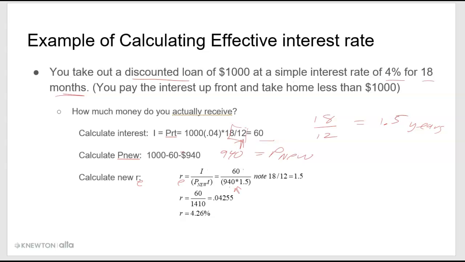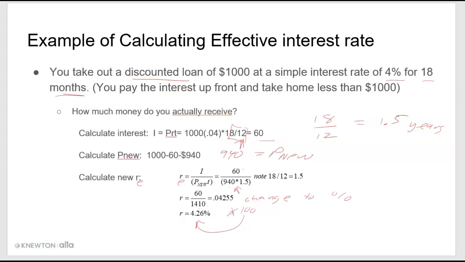I would like to have you just do that first and write out the 1410. You see 60 divided by 1,410 equals 0.04255. Now that's not the interest rate, because interest rates, you need to change that to a percent. This is per 1. You need to change it to per 100. So to change it to a percent, you multiply times 100.